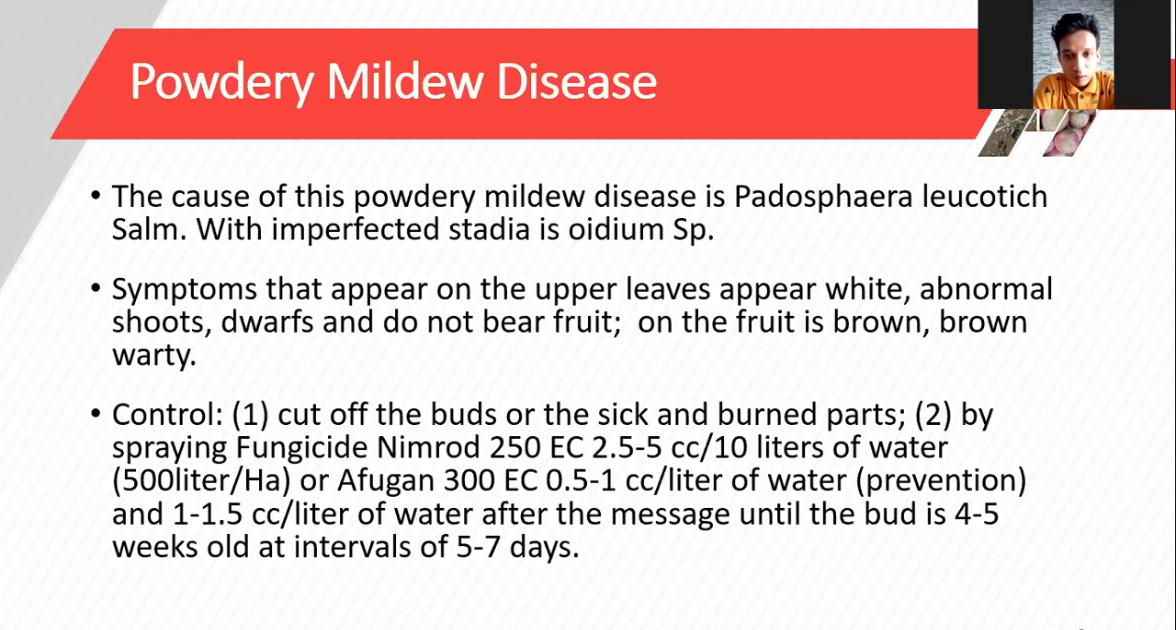250 EC 2.5 to 5 cc per 10 liters of water, or Afugan 300 cc 0.5 to 1 liter of water, and Bayleton 1.5 cc per liter of water after the bud break until the bud is 4 to 5 weeks old at intervals of 5 to 7 days.